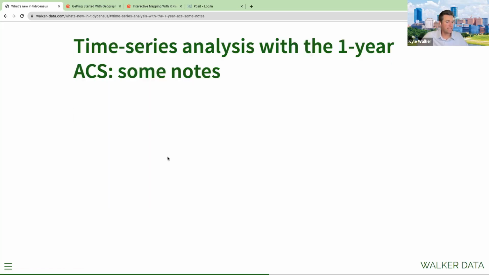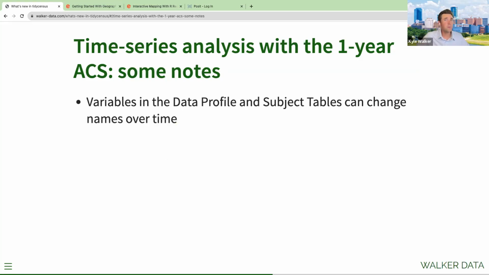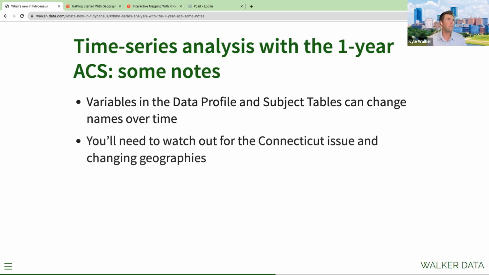A few other things, and then I want to move on to the next data set. A few notes for time series analysis with the one-year ACS. So I saw a question about this as well. Variables in the data profile and subject table change over time. You do need to be aware of this. And so typically you'll go through and look at load_variables and just take a look, but new variables are often added, some variables are removed, and then the codes can change. And so if you're iterating through and pulling iteratively, say in a loop using lapply or using map from the purrr package, be very careful because you might be pulling different data from the data profile.